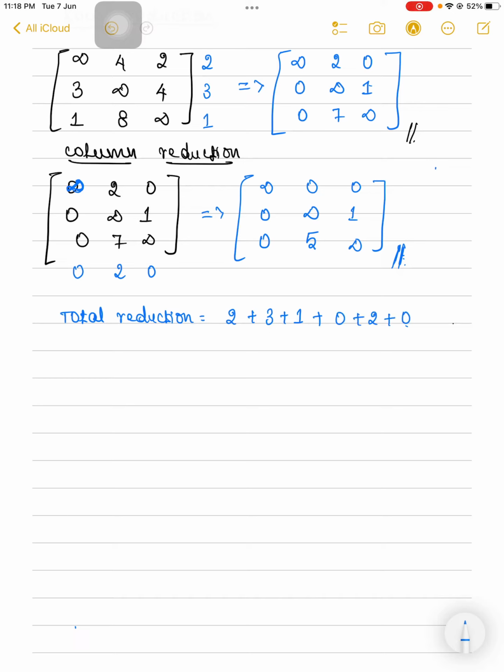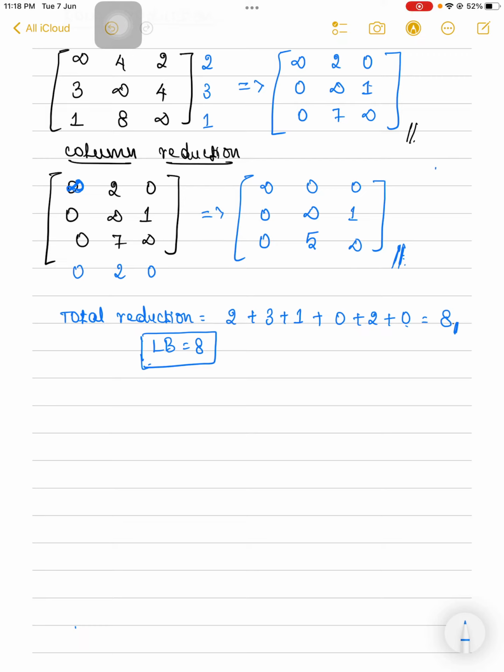It means this is the minimum cost required for any tour for the given problem, right? So the lower bound value is computed. Now the main task here is identifying the optimal path which gives you the minimum cost, right?